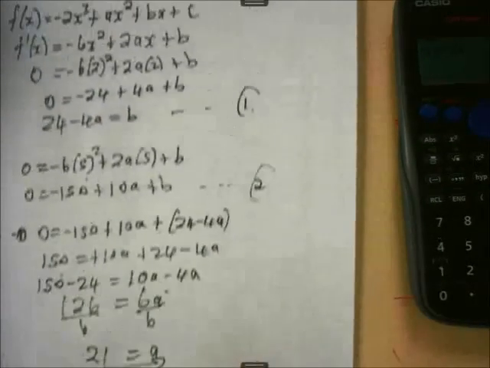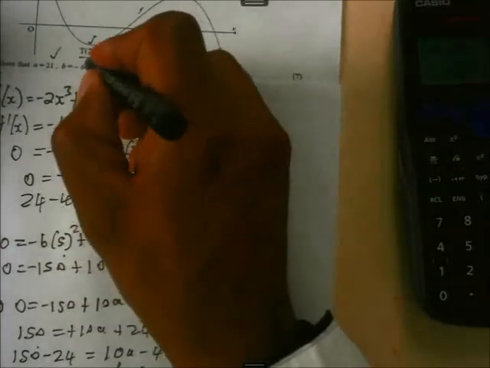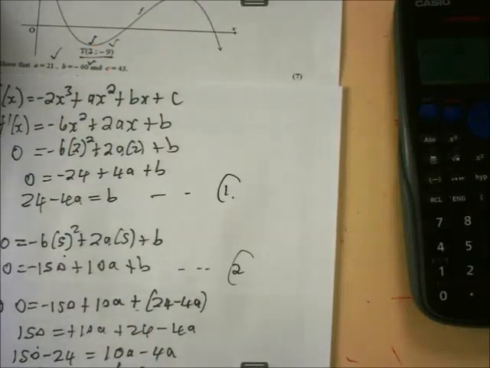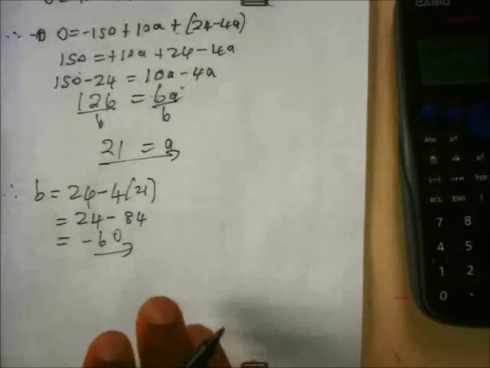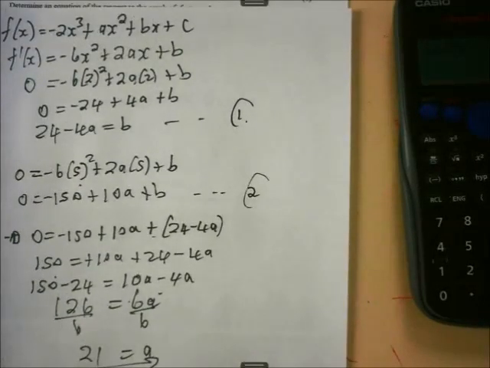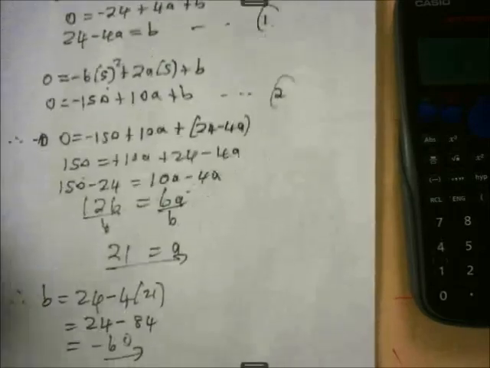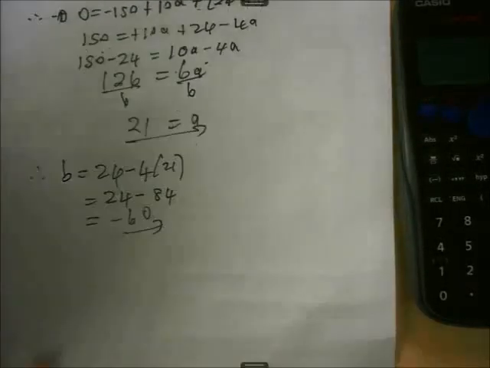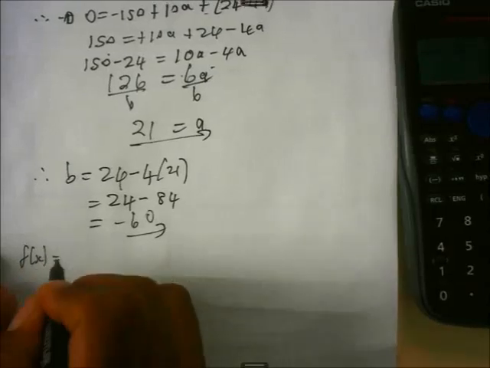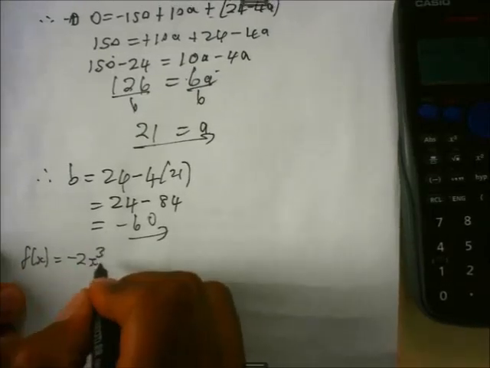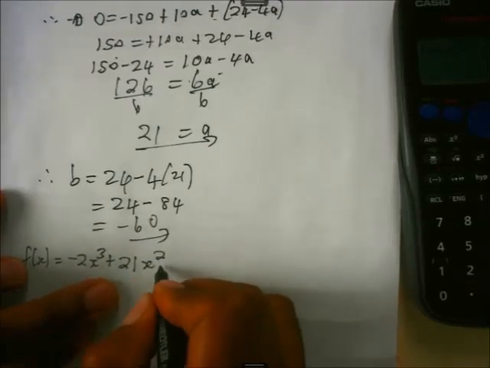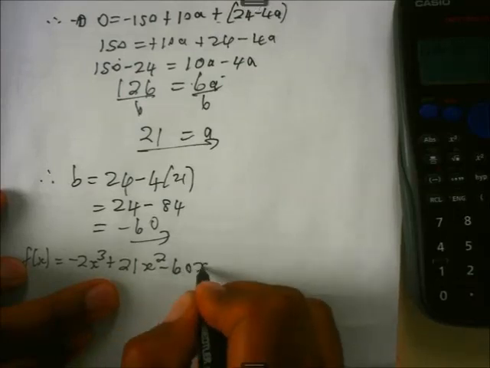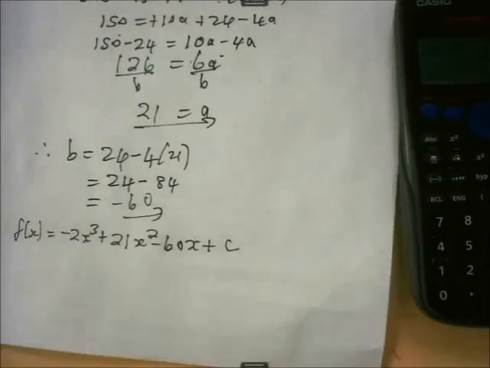And boys and girls, if we check this one as well, we can see now we have the value of b there as minus 60. Now we are left with c. The question is now, what is it that you're going to do to substitute to get the value of c? Yes, we can just take one of the two to say we know that f of x is equal to minus 2x to the power of 3 plus, what is the value of a? A is 21, x squared, and then b is minus 60, minus 60x, and then plus c. It means the only thing that we need now is to determine the value of c.